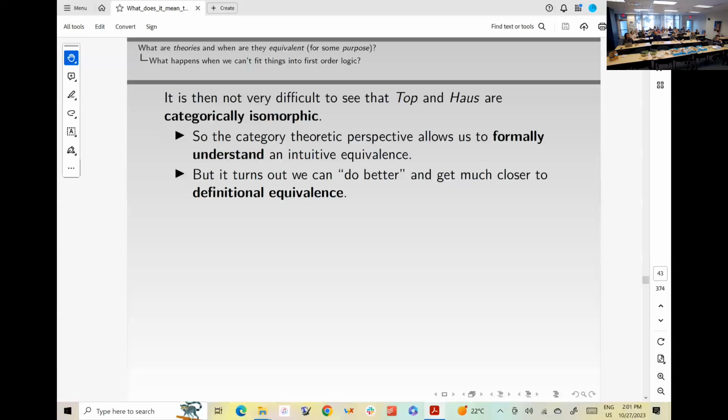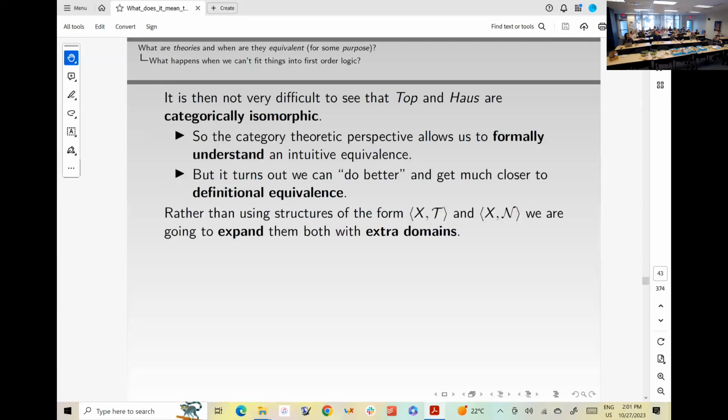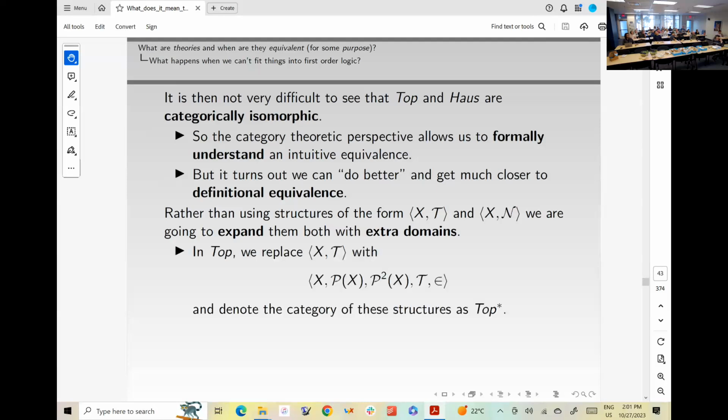This is something that I want to think more about. And we can get something very close to definitional equivalence. So rather than using structures of the form (X, T) and (X, N), I'm going to expand with extra domains. So in Top, I'm going to replace (X, T) with this guy here. So X, I'm also going to have its power set and the power set of its power set. So this is the set of subsets of X, and this is the set of subsets of that. And I'm going to call this Top star.